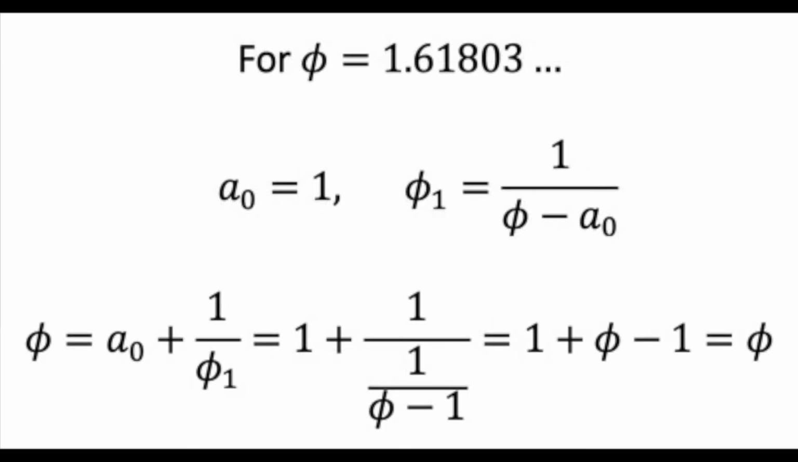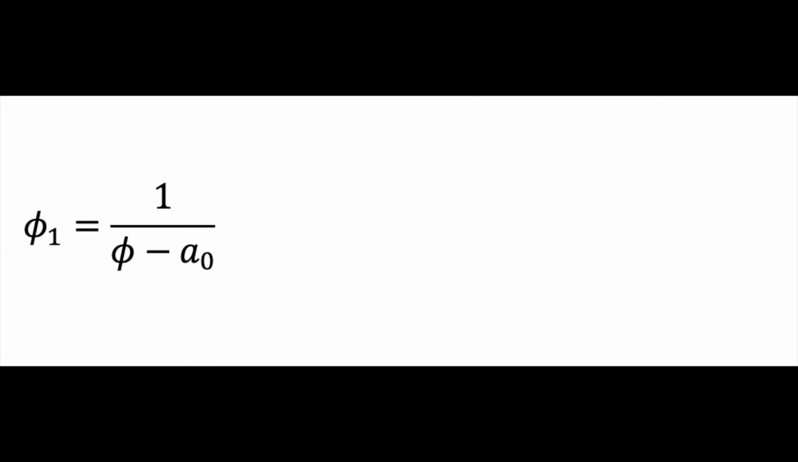We can see why this works by just plugging in a naught and phi 1 and checking. Phi equal to a naught plus 1 divided by phi 1, which is equal to 1 plus 1 divided by the fraction 1 over (phi minus 1), which is equal to 1 plus (phi minus 1), which is equal to phi. However, when we calculate the value of phi 1, we notice something interesting.